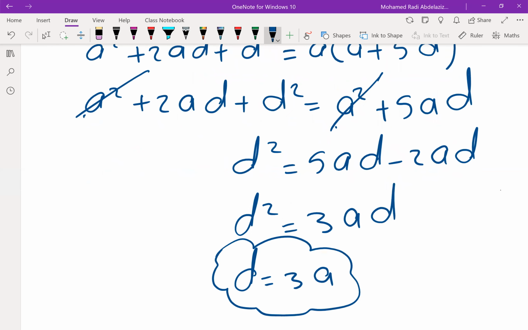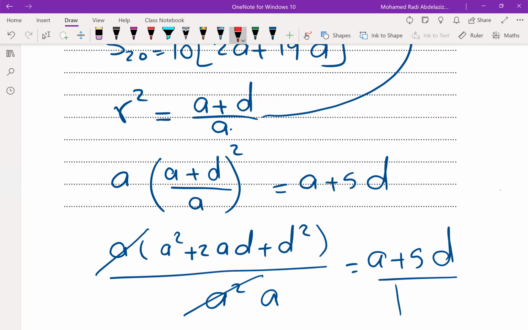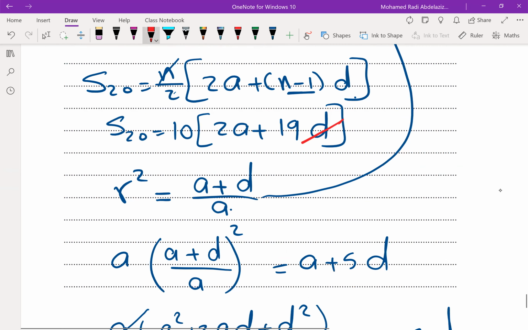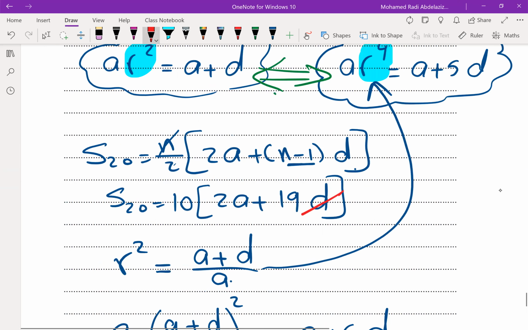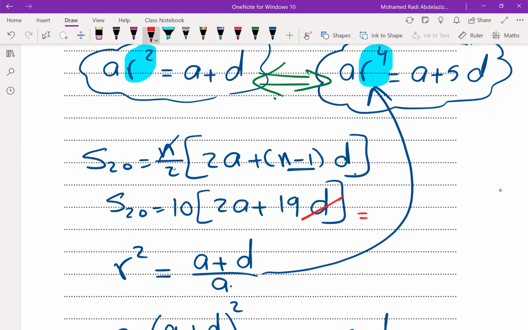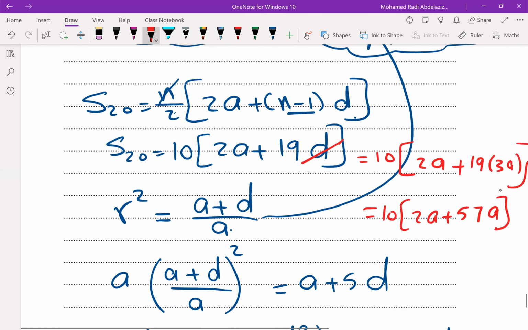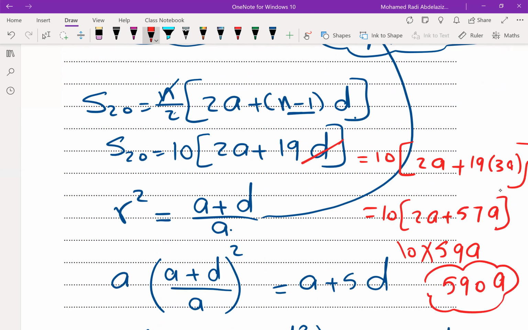He asked to get your answer in terms of A. Now you can remove D and write 3A. So the final answer will be 10 times 2A plus 19 times 3A. So the answer will be 10 times 2A plus 3 times 19, which is 57A. When we add 2, it will be 59A multiplied by 10, so it will be 590A. This is the final answer in terms of A.